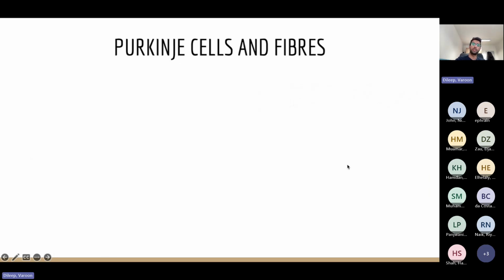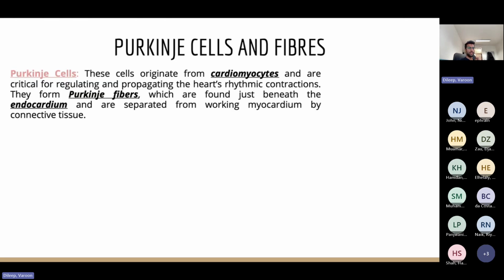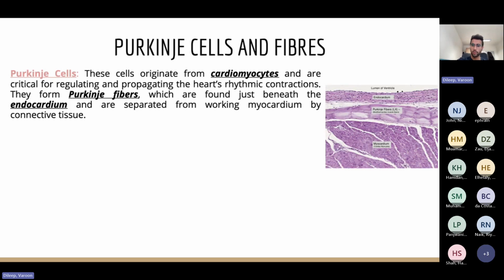Now, when you talk about the Purkinje cells and fibers, Purkinje cells originate from the cardiomyocytes, and they are critical for regulating and propagating the heart's rhythmic contractions. They are found underneath the endocardium, but above the myocardium, in the space between both of these layers. So I'll explain that later. And then, here, you can see we have the endocardium, which is the layer above the Purkinje cells, and then this is the myocardium. This is the slide of the heart, which you will study for the next topic as well. So it's better to know that now as well.